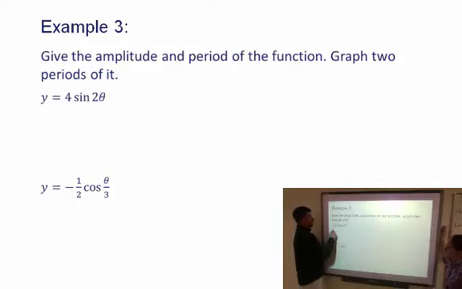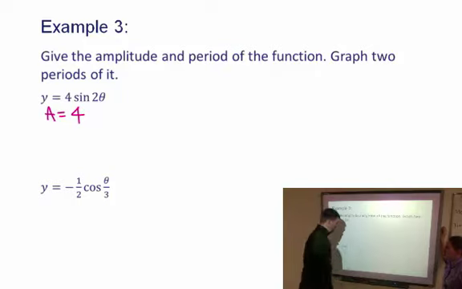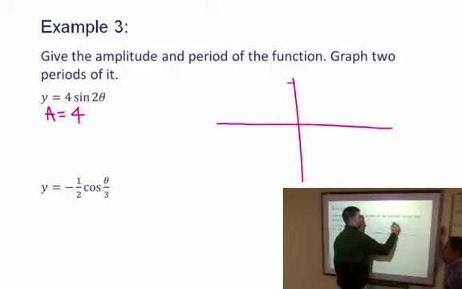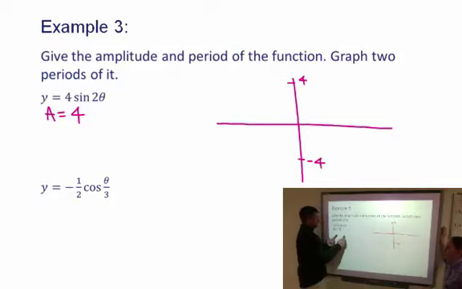So here's what we're going to do. We're going to talk about amplitude, which on this one is going to be 4, which tells us we're going to go up 4 and down 4 when we graph it. So if I start to graph that, it's important that I know I'm going up to 4 and down to negative 4. Second thing is that my period is going to be 2 pi over b, which is that number in front of the theta.